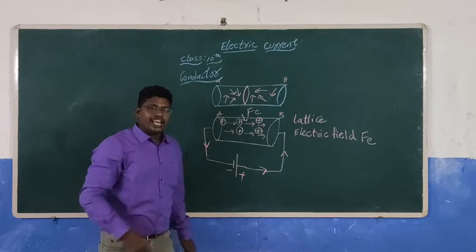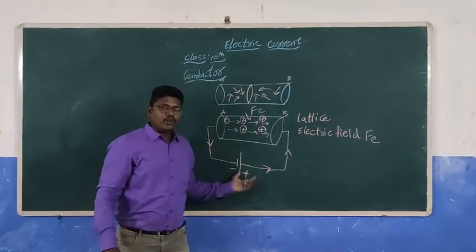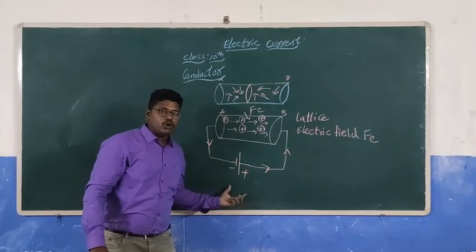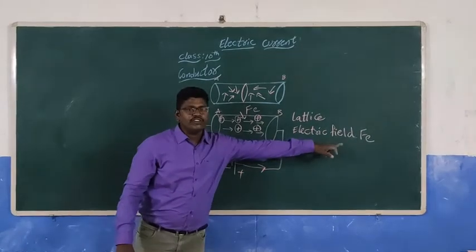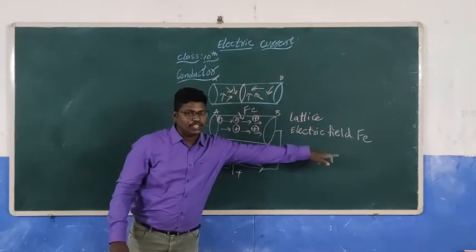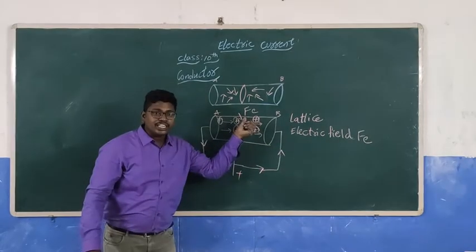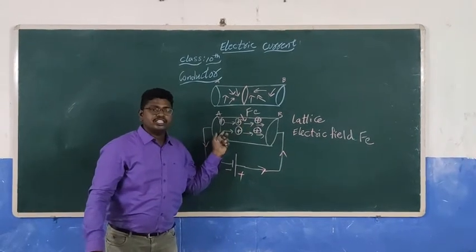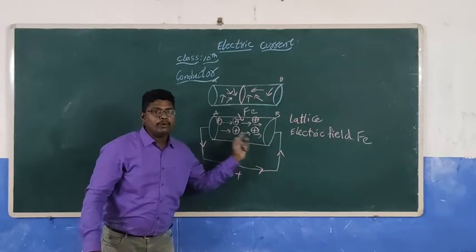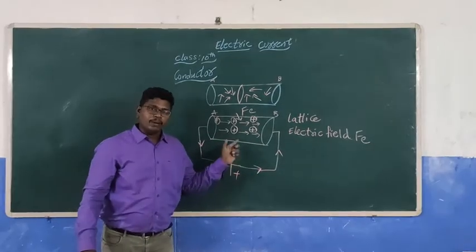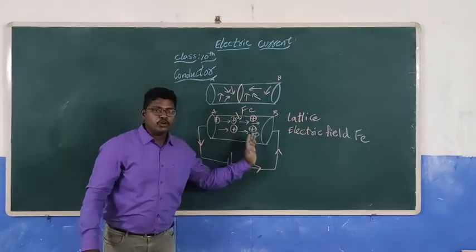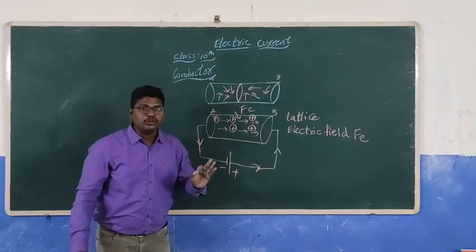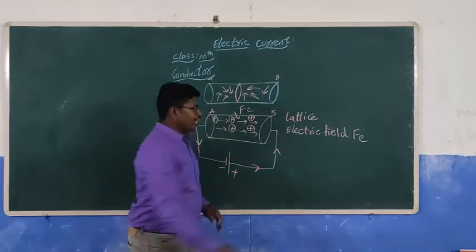Or we can say it as an electric field also. So whenever you connect an external voltage source to a conductor, an electric field is developed. That electric field we can denote as F suffix E. Due to this electric field only, the negative charges will move in a particular direction. So whenever the charges move from A to B per unit time, that is called a current.